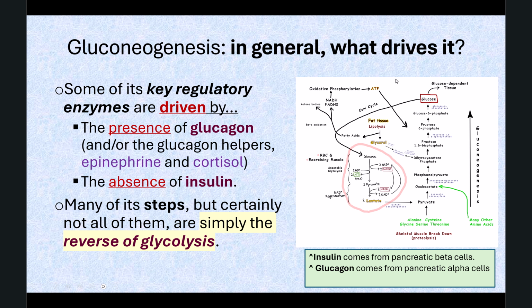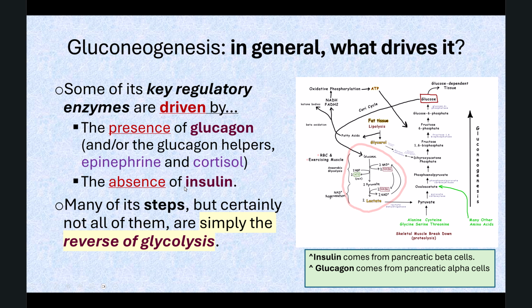All right. In general, what does it drive? So some of the key regulatory enzymes are driven by, what drives this thing? Well, we just talked about this already, but glucagon, of course, and its helpers. It's got epinephrine, cortisol, and even growth hormone I didn't list are the helpers, but these are the two big ones. And the absence of insulin, as we just said, takes the foot off FOXO1.